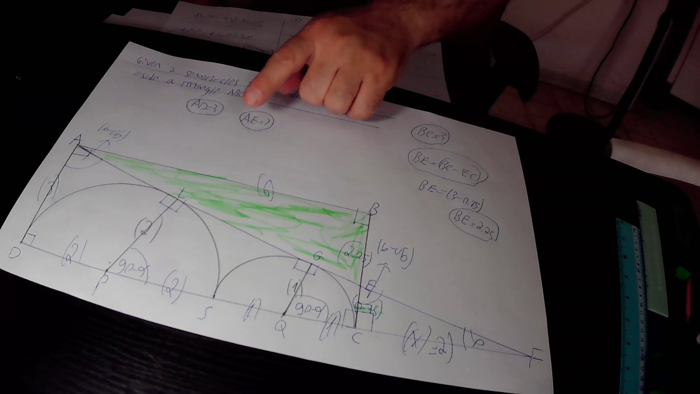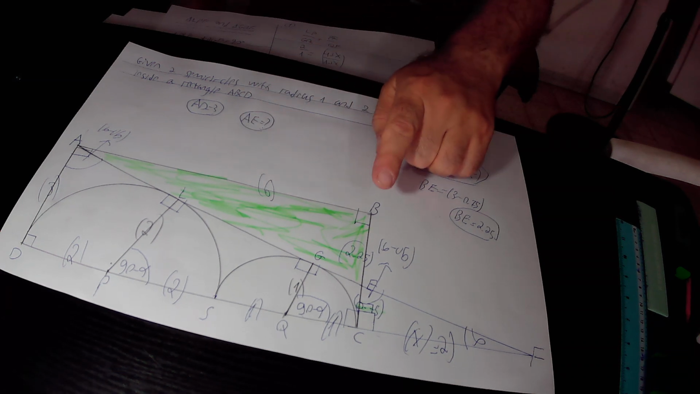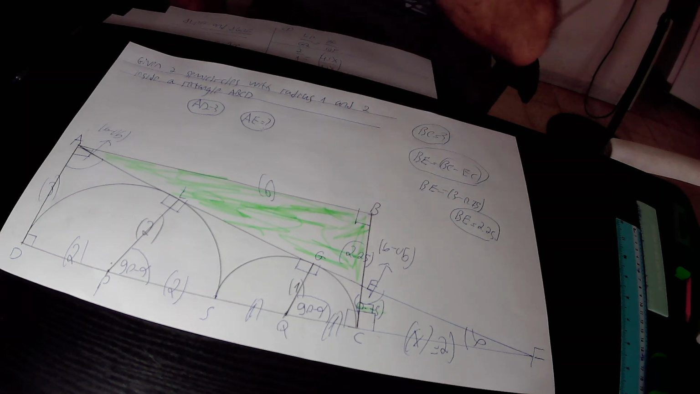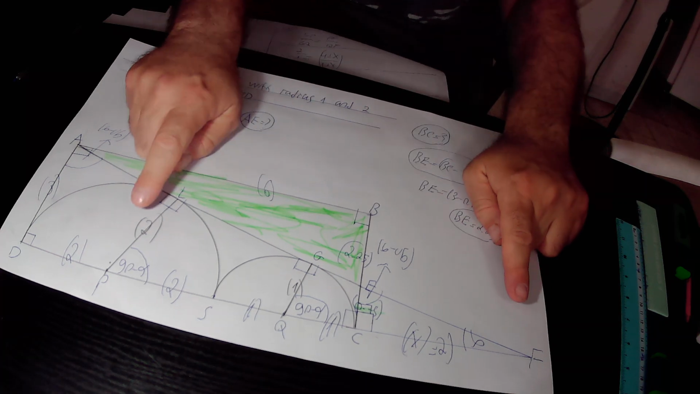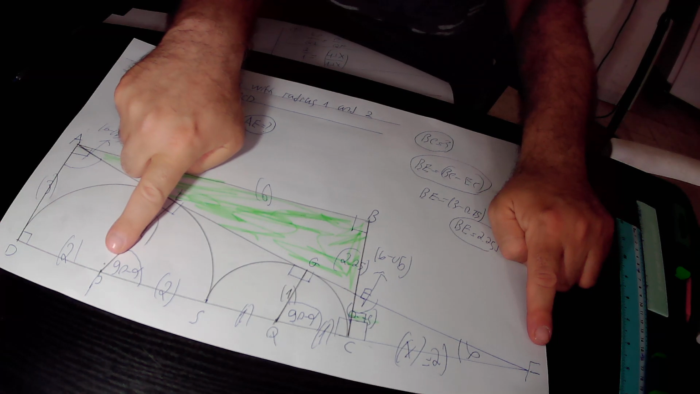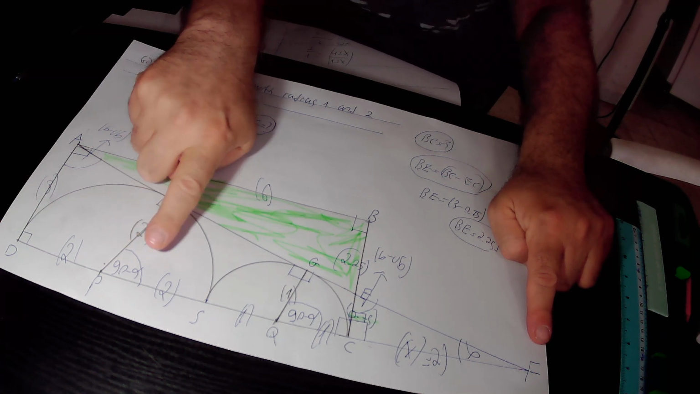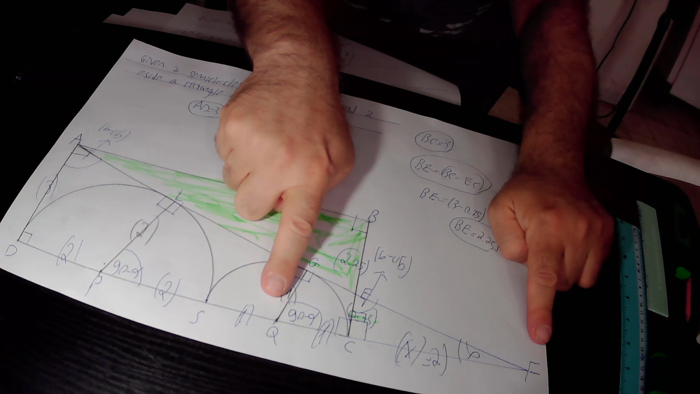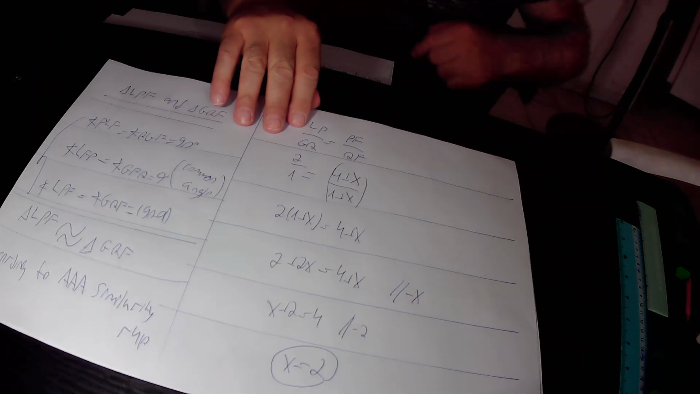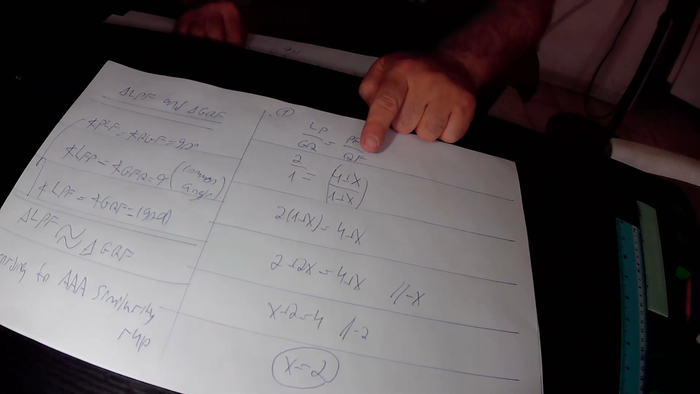LP is the radius of the big semicircle, that is 2, over GQ. GQ is the radius of the small semicircle, which equals 1. And it equals PF over QF. PF in total equals 2 plus 1 plus 1, that is 4, plus x. So in total PF equals 4 plus x over QF. QF in total equals 1 plus x. So we found out that 2 over 1 equals 4 plus x over 1 plus x.